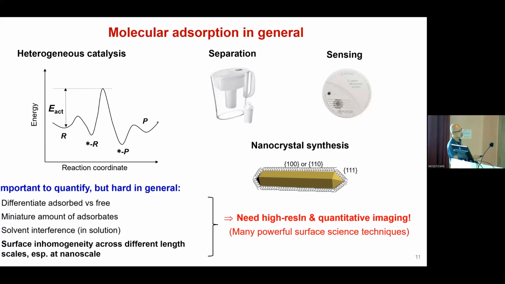If you do it in solution, you have to worry about solvent interference. But now if you have a surface that is inhomogeneous across different length scales, especially at nanoscale, it will make it even harder to do, okay? So what you here always want is a higher resolution and quantitative imaging approach. Of course, there are many powerful surface science techniques already available. Of course, my favorite right now is using COMPEITS to image. One can resolve absorption at nanometer resolution on individual particle.